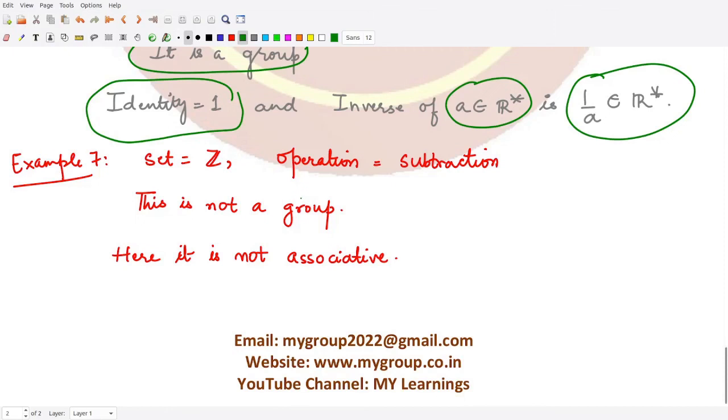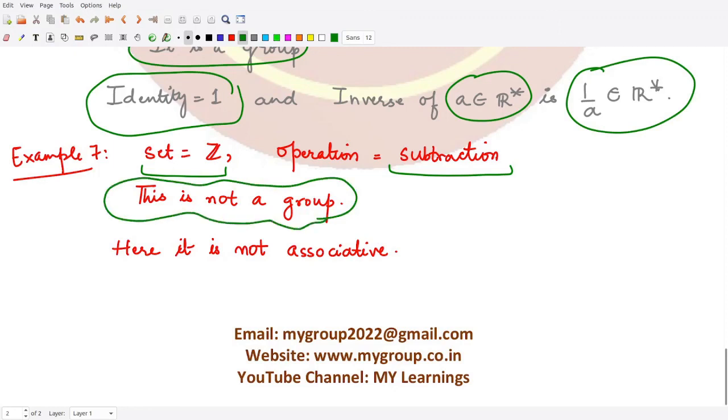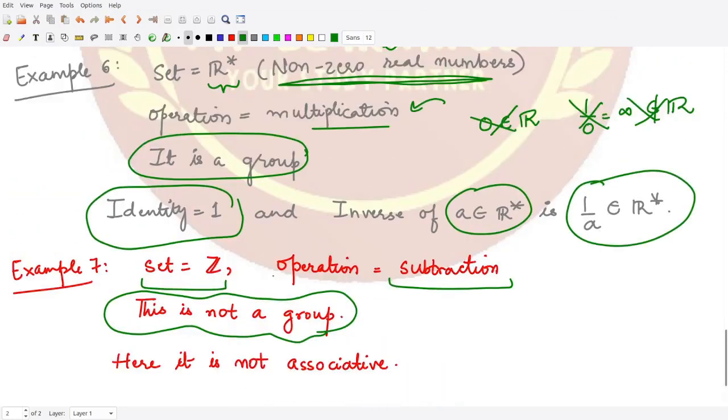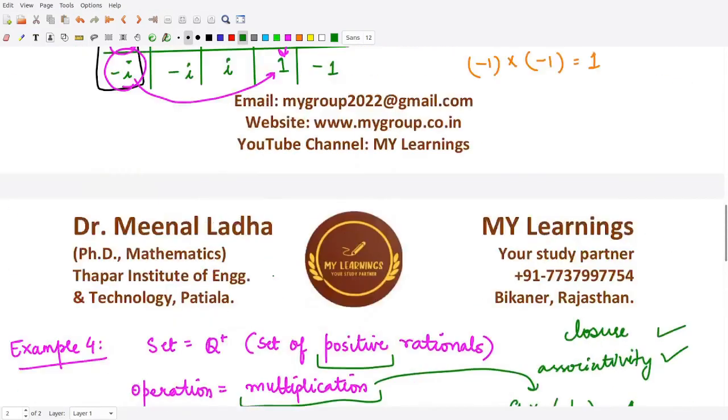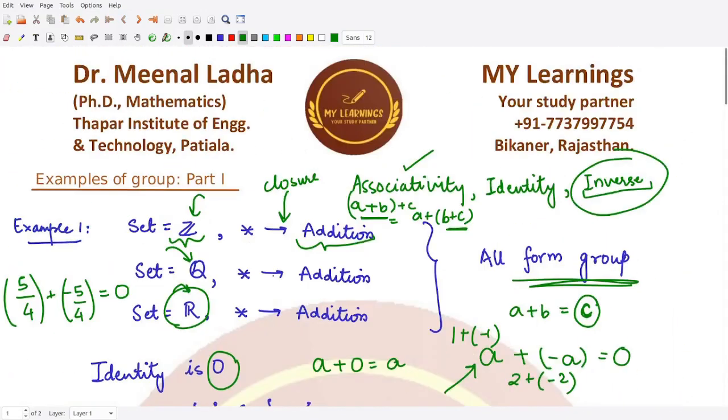For the next example, we have the set of integers, and the operation here is subtraction. This does not form a group, because this is not associative. You can check this quite clearly. You can check this example, and there are so many examples of groups. You can look out for more examples and create your own examples by yourself.